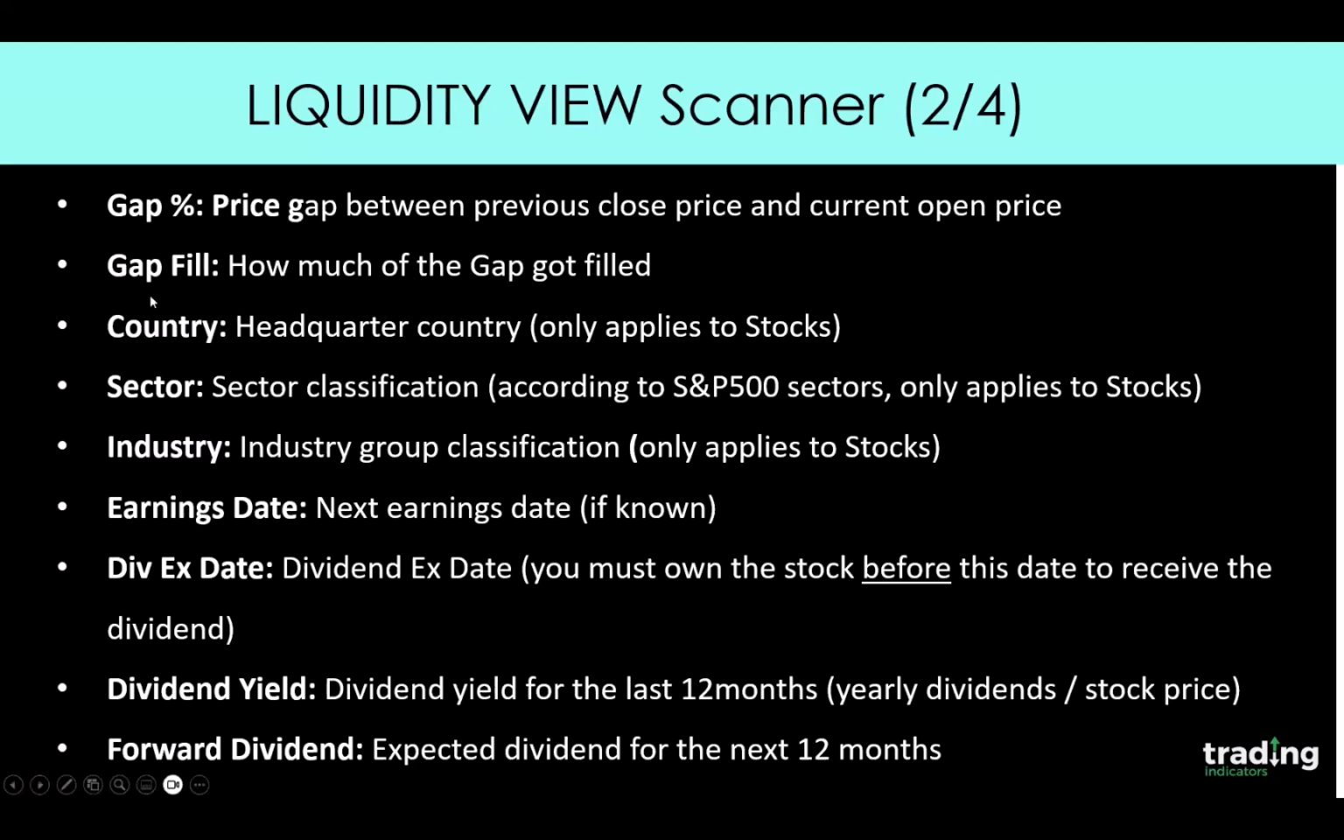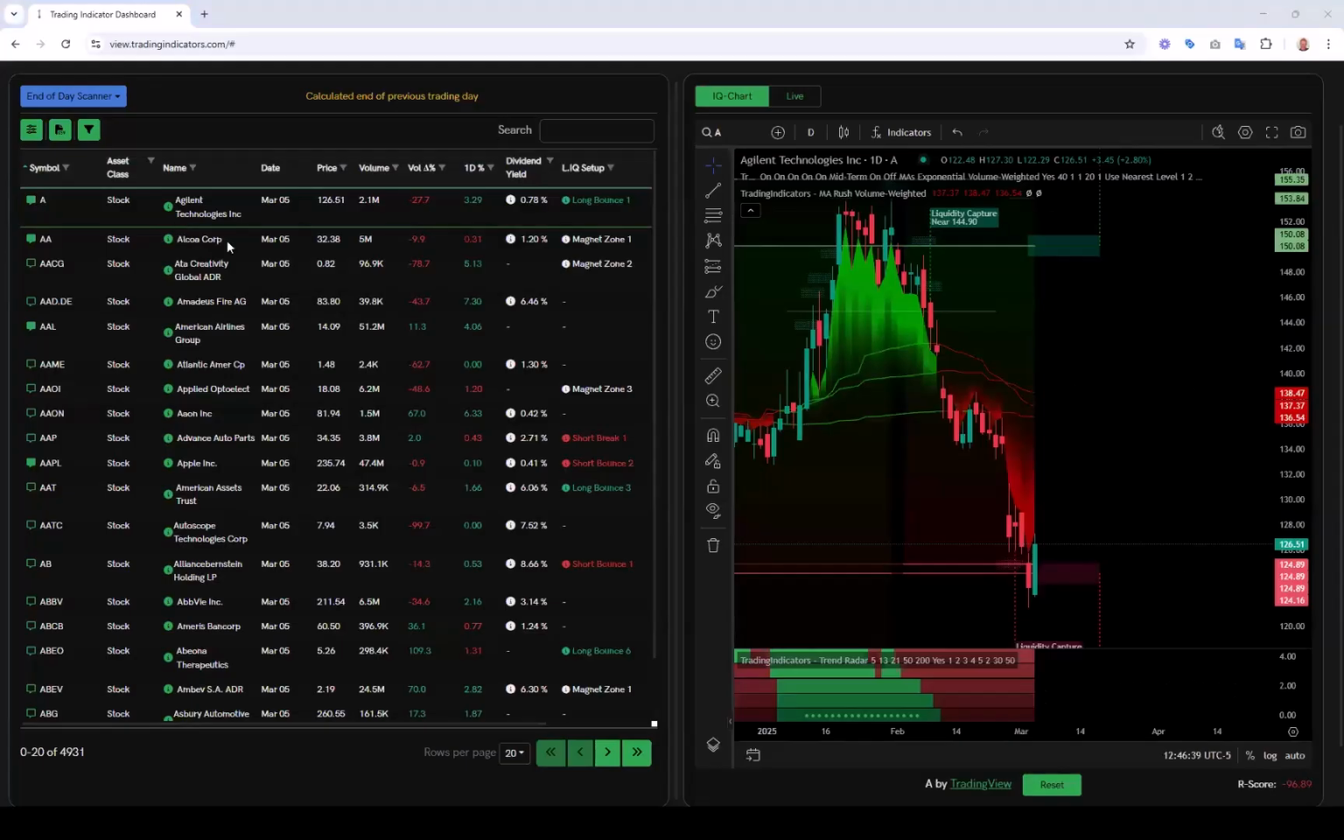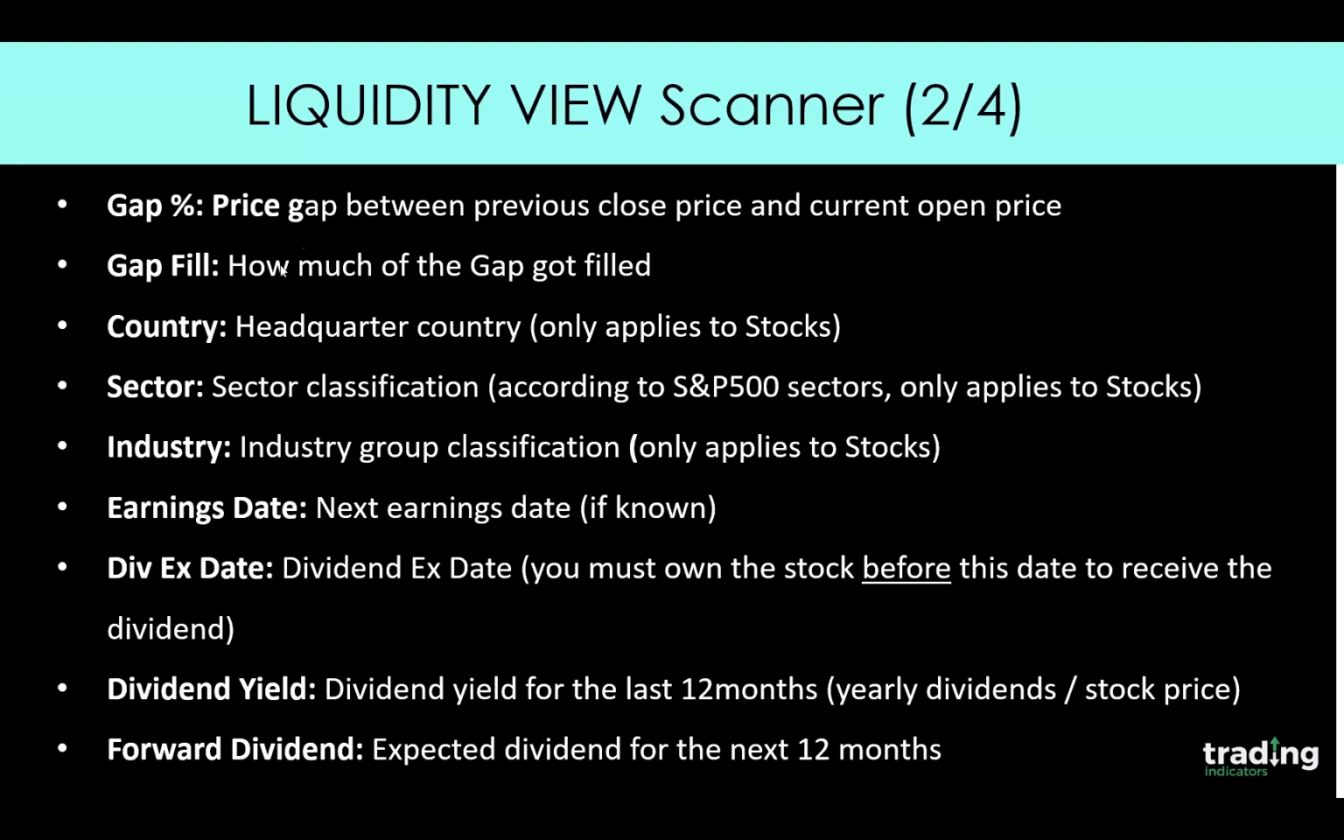To see what is the headquarter country of the symbol, the sector, the industry group, when are earnings coming up, when's the dividend X date, the date before which you must own the stock if you want to receive the next dividend. What's the dividend yield and what's the forward dividend? So that's the next set of criteria. So let's go back one more time to our scanner and let's go through these criteria, starting with the gap percent.